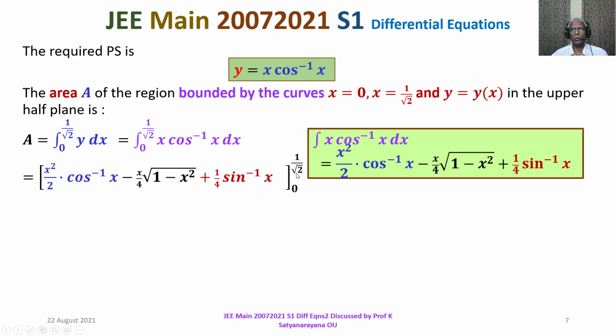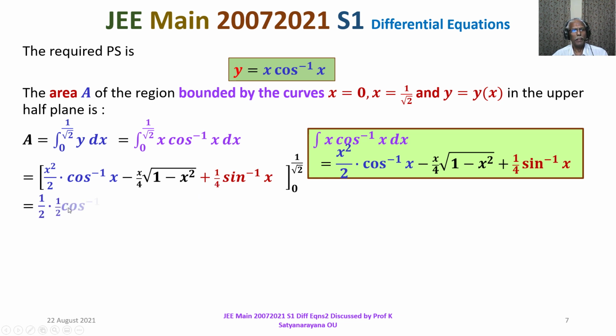So x is equal to 1 by root 2, substitute here. So 1 by 2 into x square. x square is 1 by 2 because x is equal to 1 by root 2. Cos inverse 1 by root 2, that is pi by 4, minus 1 by 4 into x, which is 1 by root 2, and root of 1 minus x square is equal to root of 1 minus 1 by 2, that is 1 by root 2 again, plus 1 by 4 into sine inverse 1 by root 2.